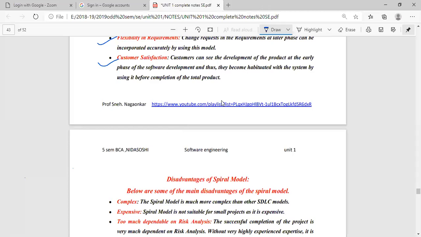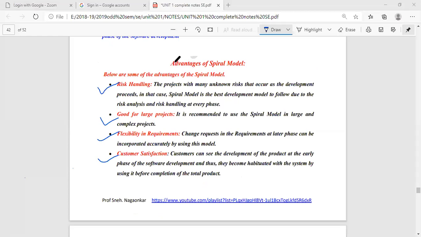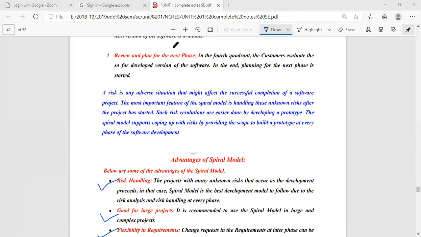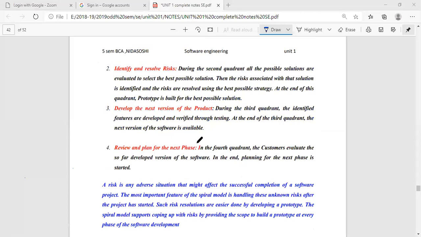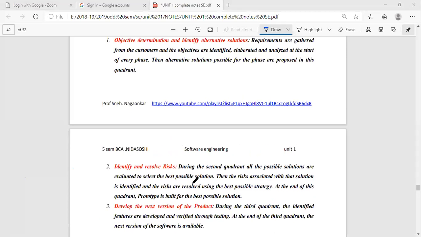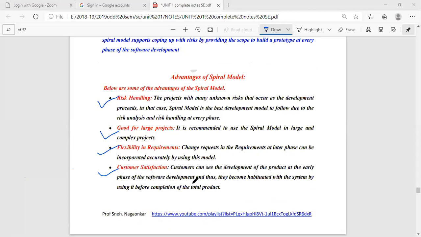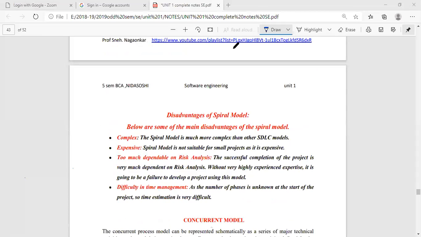Whenever it is asked in the examination for 10 marks, you have to go for the diagram. Then you have to explain these 4 phases, and then you can go for advantages and disadvantages. If it is asked for 5 marks, you can go to the diagram and explanation of phases. No need to write advantages and disadvantages if it is asked for 5 marks. But when it is asked for 10 marks, remember guys, you have to explain the diagram, phases, applications, advantages and disadvantages. Okay, is it clear?